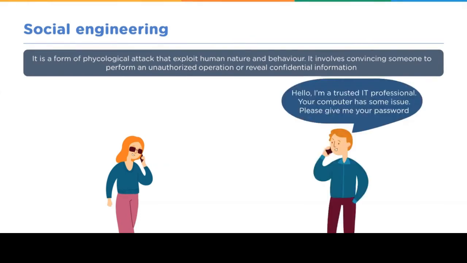Social engineering is a form of attack that exploits human nature and human behavior. Social engineering attacks take two primary forms: convincing someone to perform an unauthorized operation or convincing someone to reveal confidential information. For example, the victim may be fooled into believing that a person on the phone is someone to be respected and trusted, such as a trusted IT professional.